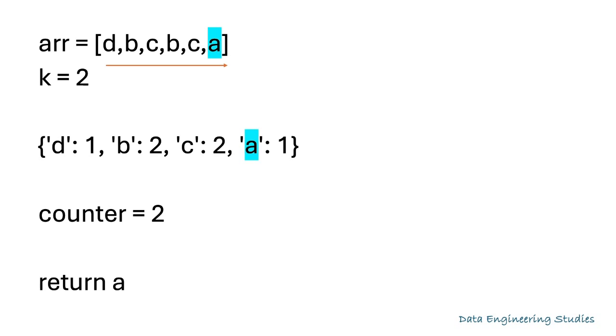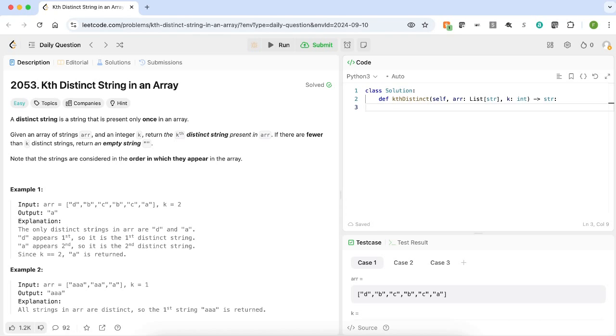Now let's get into the implementation. First, let's declare the dictionary. I'm going to name my dictionary as dic. Next, we will iterate through the array: for s in array, if s in dictionary, dictionary of s plus equals 1, else dictionary of s equals 1.